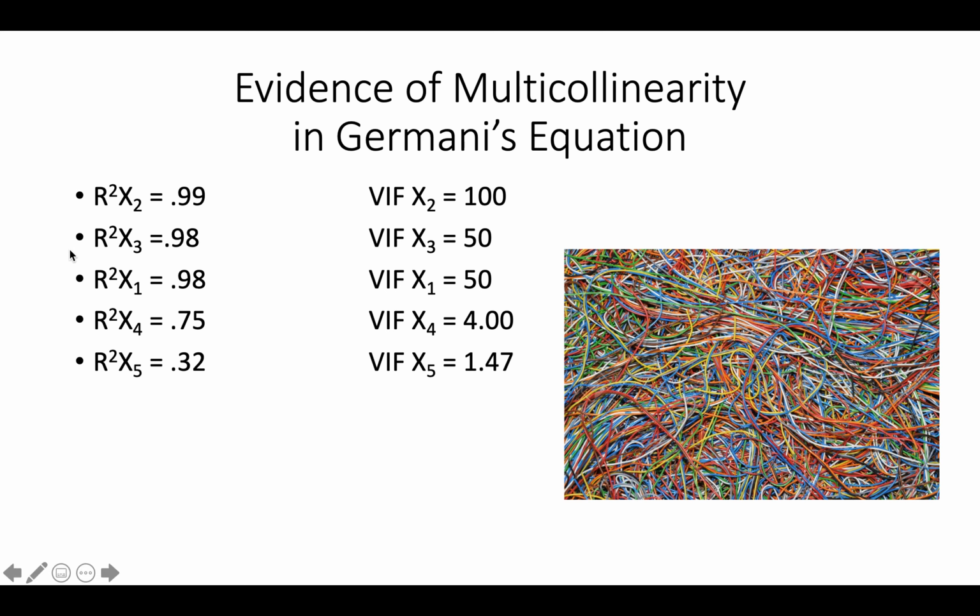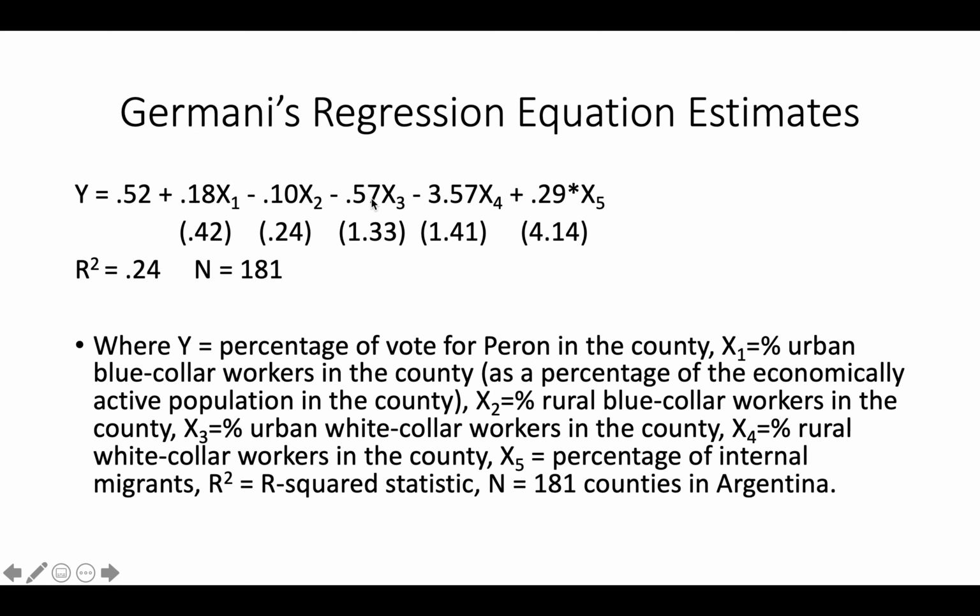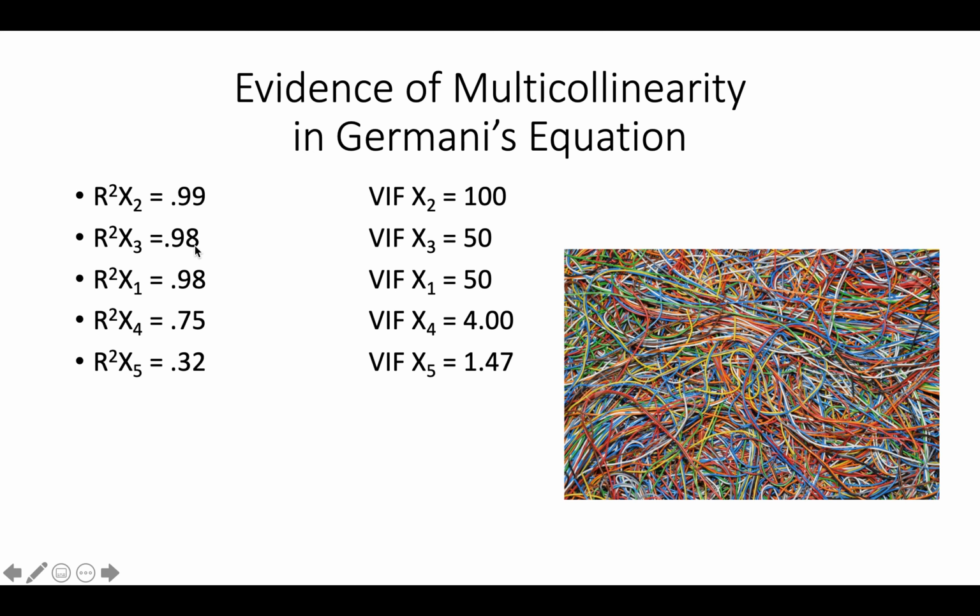Now, if that isn't conclusive enough, if we regress x sub 3, and x sub 3 is the urban white-collar workers variable, that is almost as high an R-squared value as x sub 2, where x sub 3 is regressed on x sub 2, x sub 1, x sub 4, and x sub 5: 0.98 R-squared, almost a perfect multicollinearity situation. Same thing for x sub 1. X sub 1, when regressed on x sub 2, x sub 3, x sub 4, and x sub 5, gives us an R-squared value of 0.98.